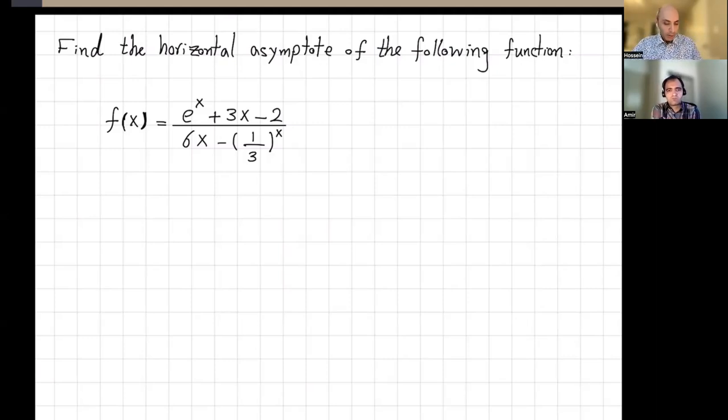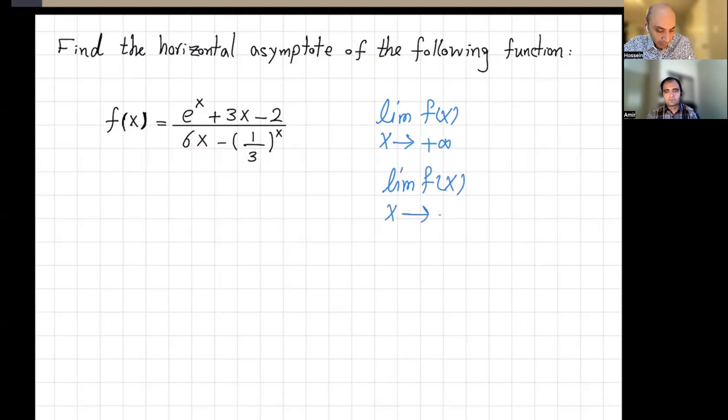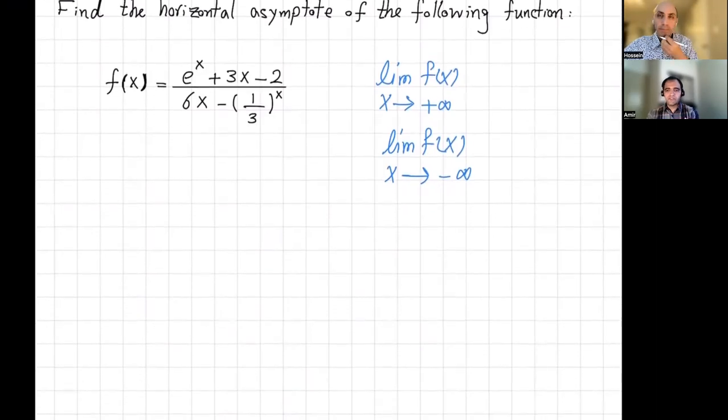Okay. So to find horizontal asymptote, we wanted to see how the function behaves when x is approaching infinity. So specifically, we need to find limit of f of x when x is approaching positive infinity, and then limit of f of x when x is approaching negative infinity. So I'm going to find two limits here. And if we find a constant, that constant value is going to be the horizontal asymptote.